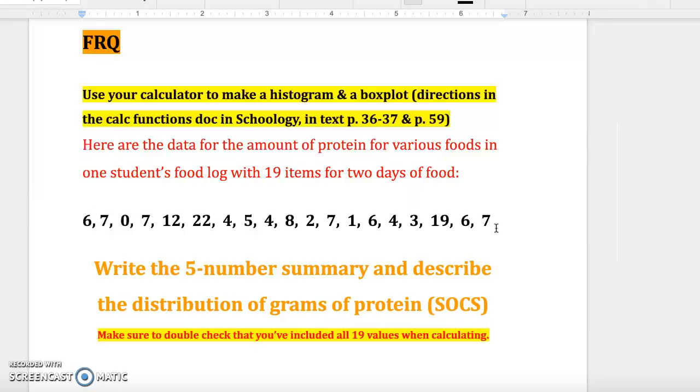Remember, when you push graph to graph it, zoom 9, zoom stat will help you get a nice window. For your histogram, you may also want to go in and push window to make the bins a more reasonable size. So it's a good idea now to go back and review the lesson. There's a 1.3 summary in your book that's a nice summary of what we went over, and then put this in your calculator and answer the free response.